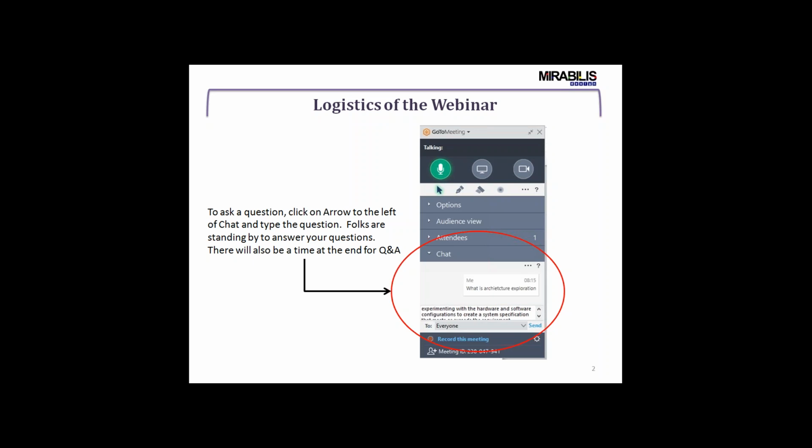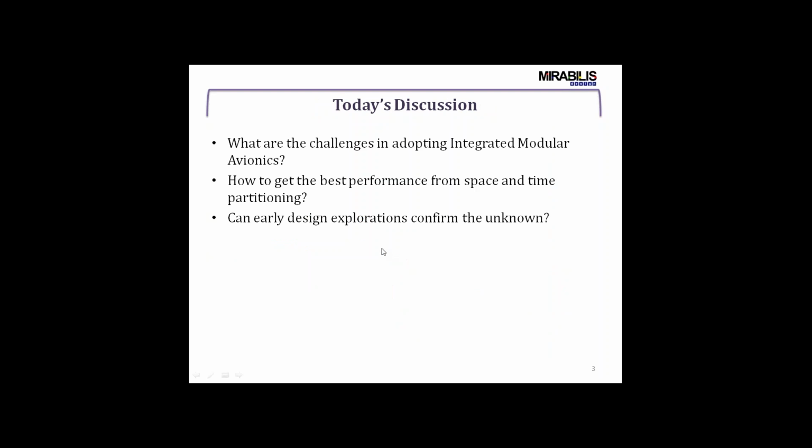So, for those of you just joining us, welcome to this Mirabilis Designs webinar on ways to confirm your architectural decisions in integrated modular avionics architecture. As I mentioned earlier, the main purpose of this webinar is to understand various challenges involved in adopting integrated modular avionics architecture itself, and understanding how these challenges can be addressed at the early stages of your design cycle to make sure that the design is free from critical challenges and product risk pins, things like that.